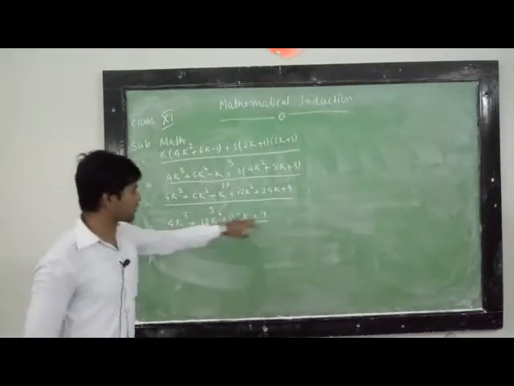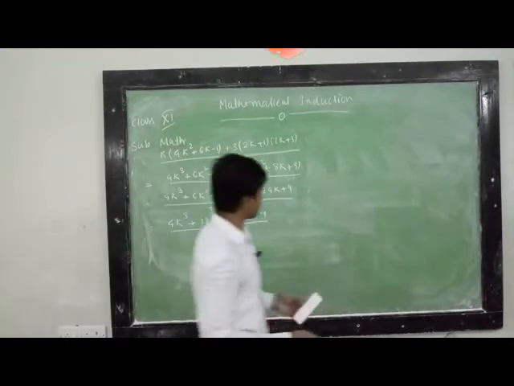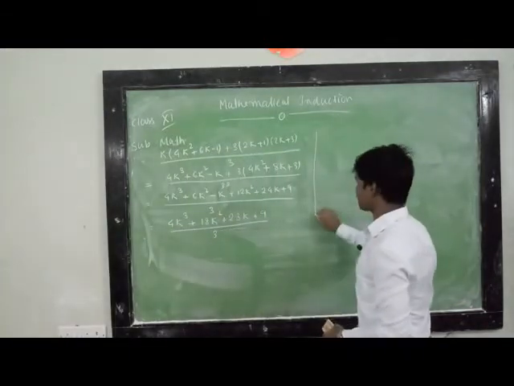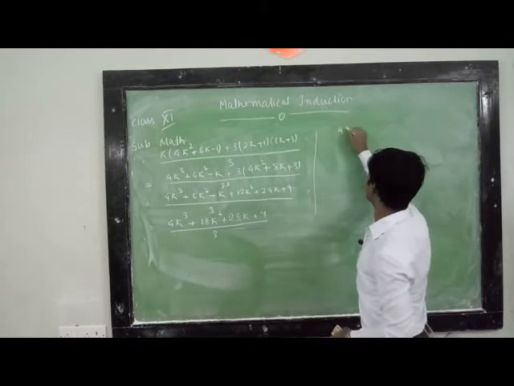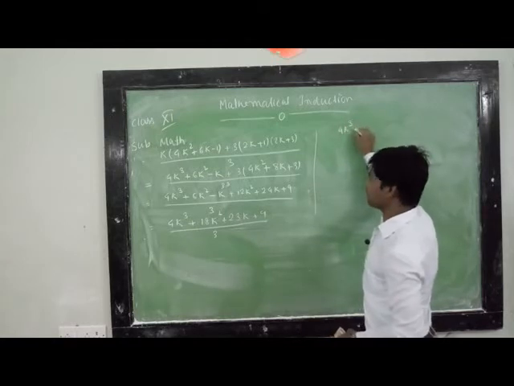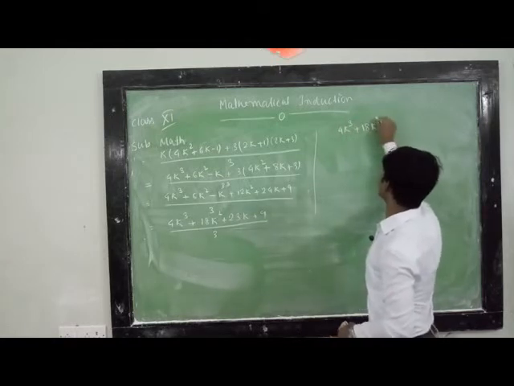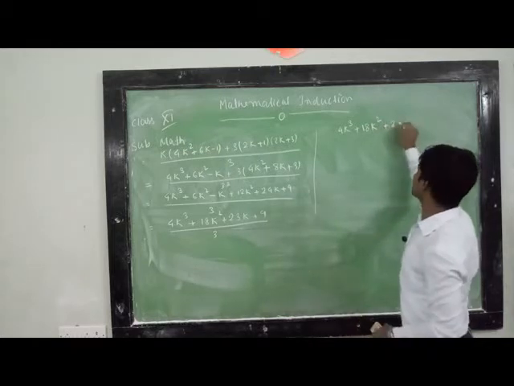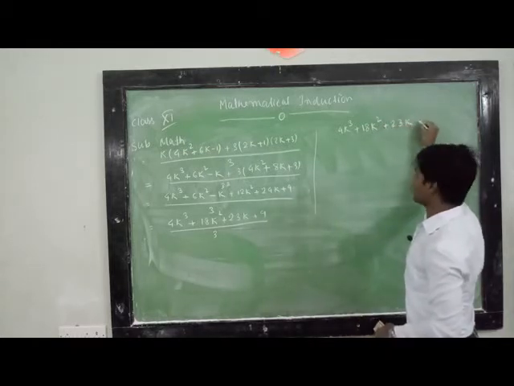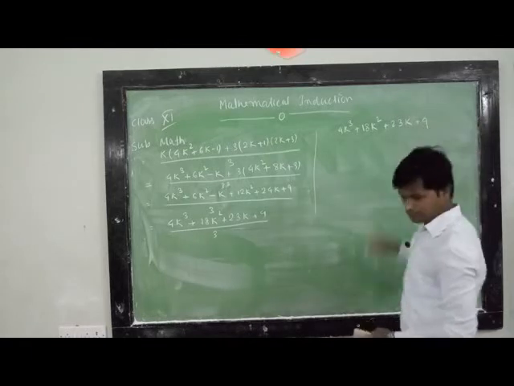Now we have to factorize this expression. I am factorizing this expression here: 4k cube plus 18k square plus 23k plus 9.